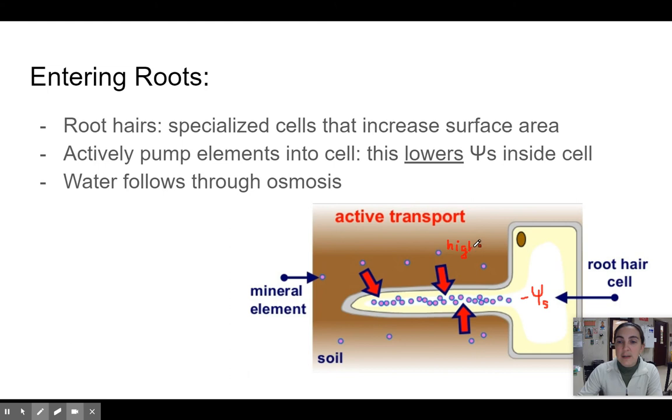Sorry, it takes a long time to write words like this. So out here, we have a higher solute potential. And remember, water is always going to move from where there's a higher potential to where there's lower. So the water is going to move in, as these red arrows are showing, through osmosis.